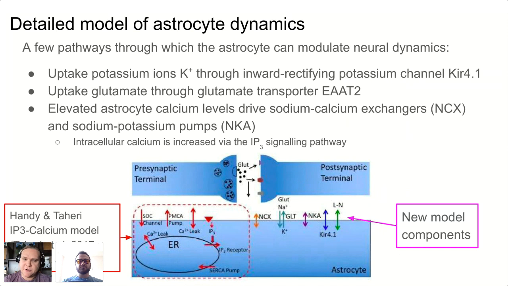Lots of other papers and models have looked at this picture in various ways. Some models have looked at sodium and potassium together. Some have just looked at glutamate. Some have looked at glutamate and potassium and sodium. But to my knowledge, I don't think any have looked at calcium, sodium, potassium, and glutamate all in one model. So that's what we're trying to do here.